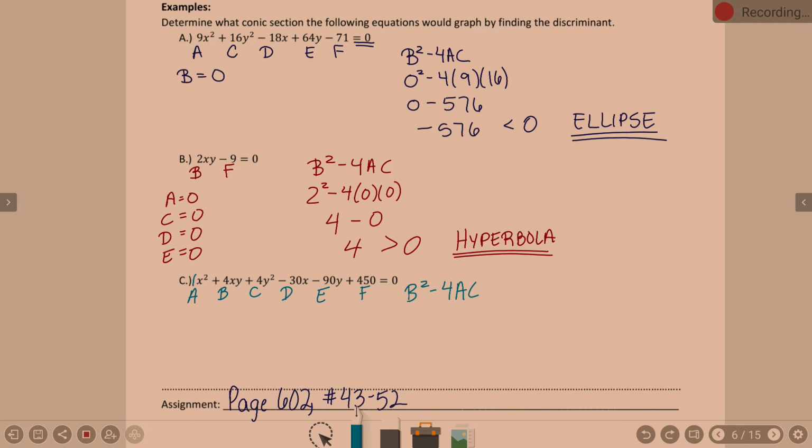Probably the most math we're going to have to do on any of these. There's no zeros involved. So what do we have? 4 squared minus 4 times 1 times 4. 16 minus 16, which is 0. Crazy thing, 0 equals 0, so this is a parabola.